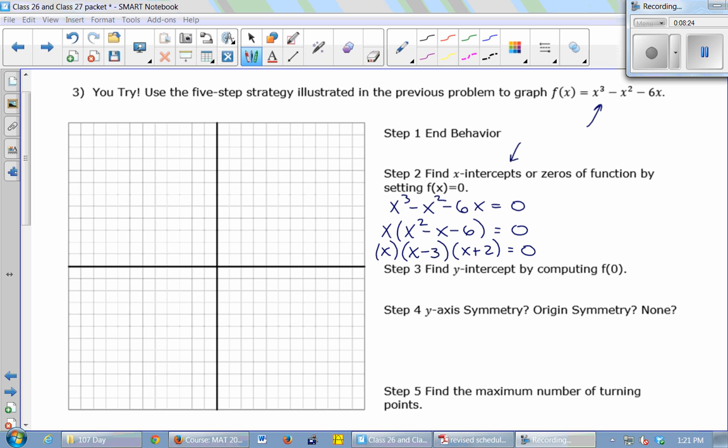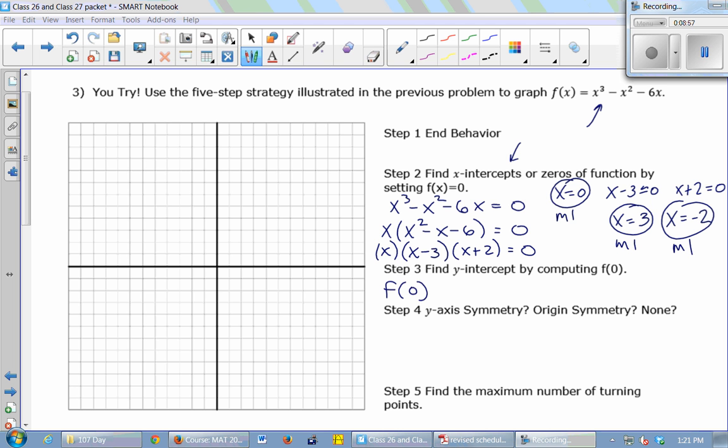And then you set each factor equal to 0 and solve, and we get x equals 0, x equals 3, and x equals -2. And what are the multiplicities of those 3 zeros? 1. Because each factor appeared just one time, so these are multiplicity 1, multiplicity 1, multiplicity 1. Y-intercept, compute f of 0. What do you get when you plug 0 into that function? 0. So it doesn't really help me.